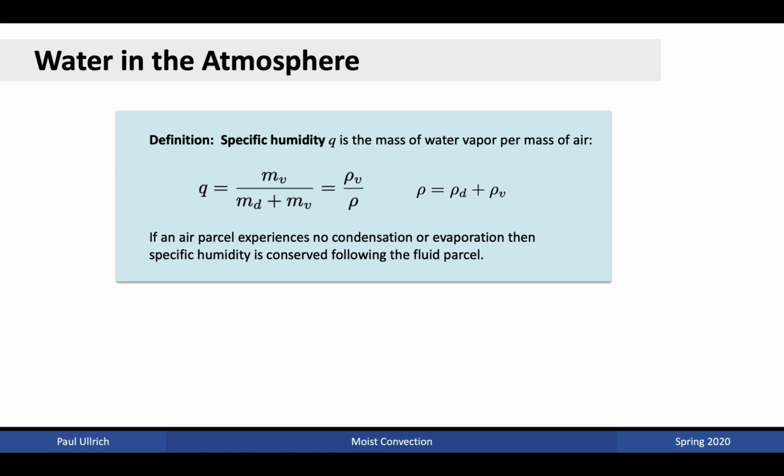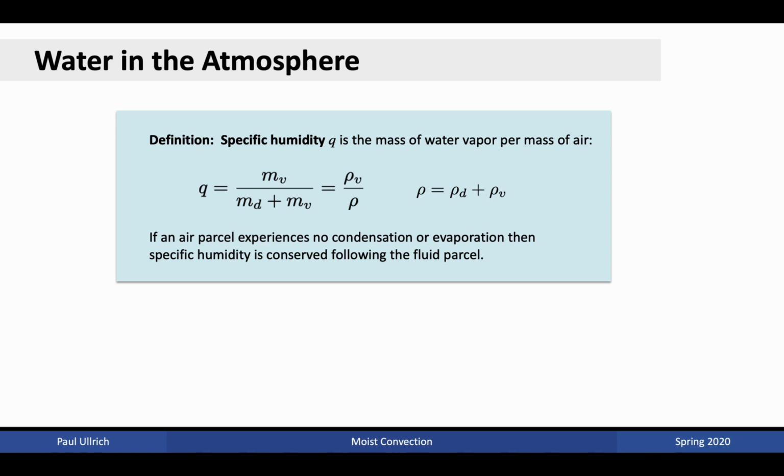The first definition is that of specific humidity, which is typically denoted with a lowercase q. This is simply the mass of water vapor per mass of air. That is, the numerator is the total mass of water vapor, and the denominator is the total mass of air, including both dry air constituents and water vapor constituents.